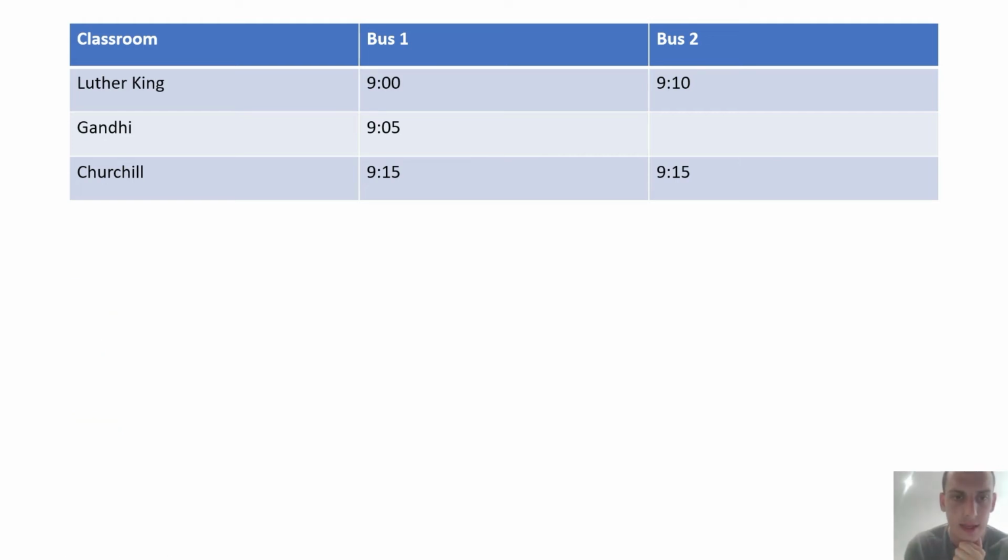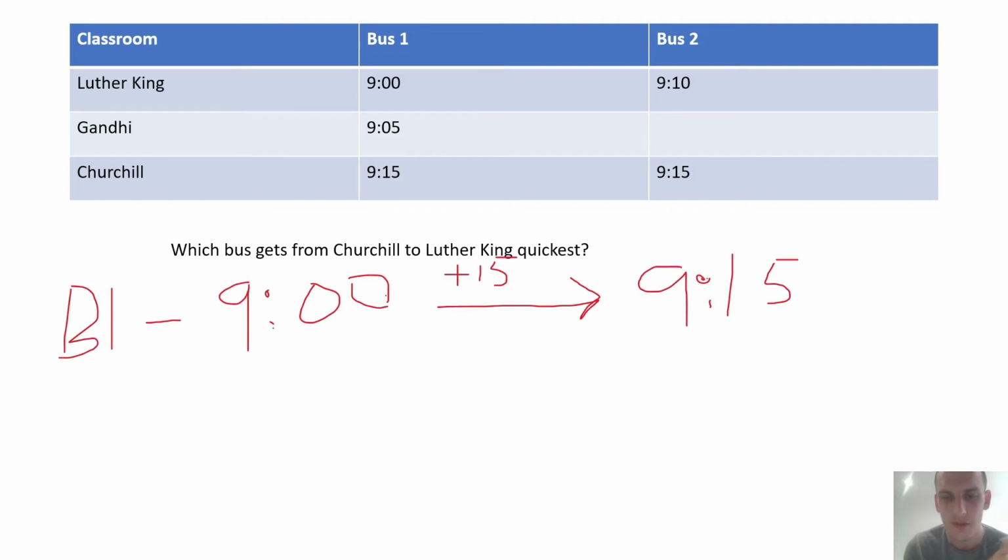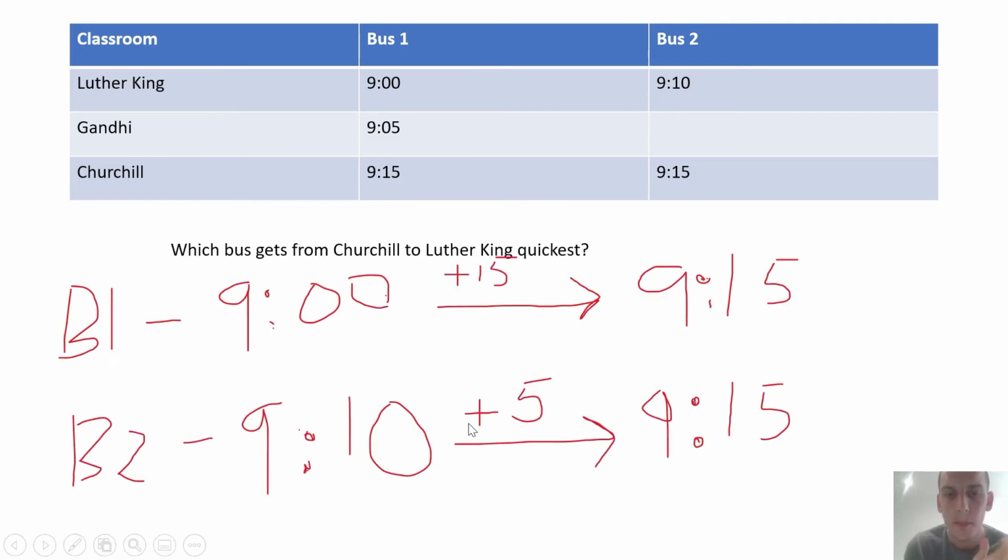Okay, and as I said, when we say what the difference is, essentially what we're saying is how many numbers are there between 10 and 15. You just count it 1, 2, 3, 4, 5. Okay, so bus 1 takes 15 minutes, bus 2 takes 5 minutes. So when this says which one is the quickest, it's going to be the one which takes the least amount of time, which is obviously 5 minutes. So 5 minutes is shorter than 15 minutes. So bus 2 is the quickest.